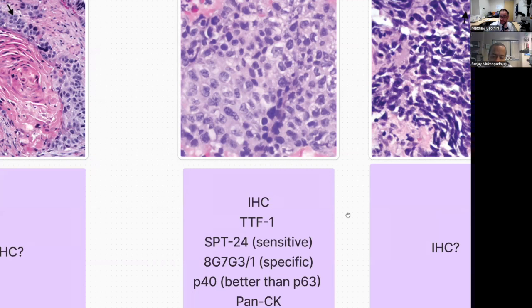If you have a poorly differentiated thing that's not staining for anything, and you get some SPT24, well, then it's probably lung. Whereas if you got something that is staining with 8G7G3/1, then you're more likely to believe it is lung. So I think in some ways the ideal thing is to have both, because they're helpful tools in their own way.